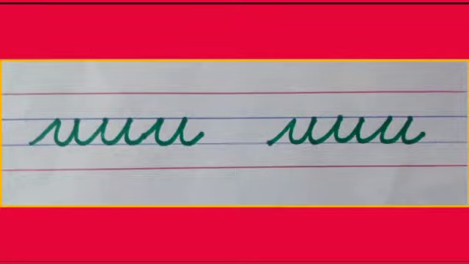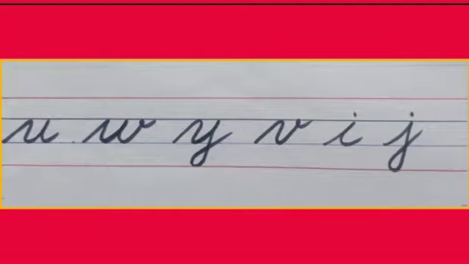Hello everyone. In the previous video, we learned the U stroke and 6 letters related to this U stroke. These are the 6 letters which we have learned: U, W, Y, V, I and J. Hope you all have enjoyed.